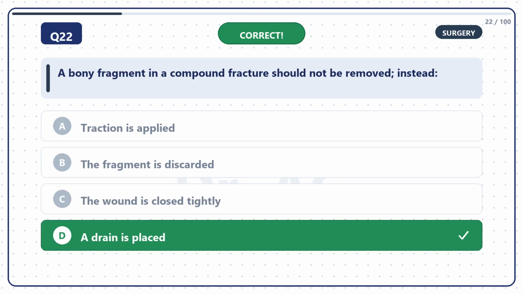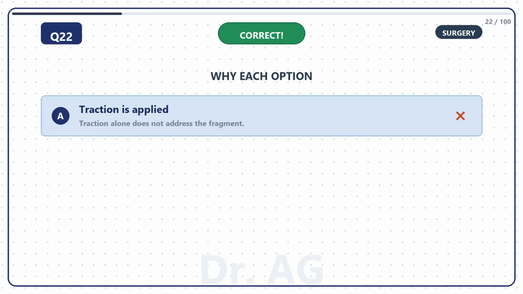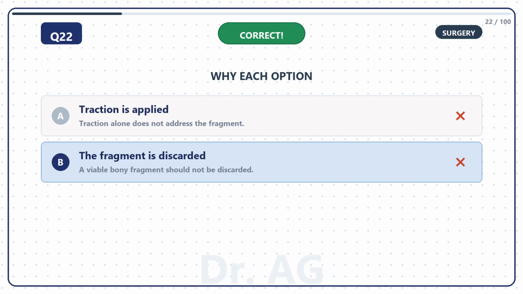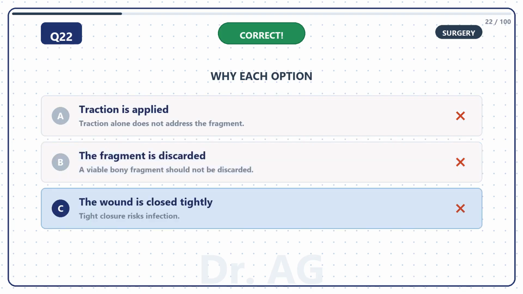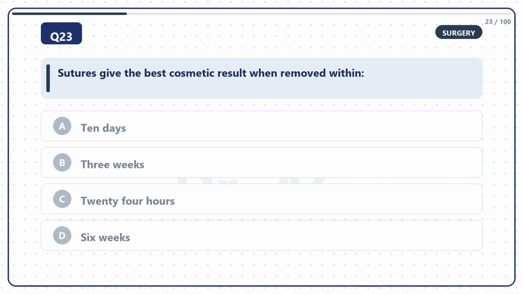A drain is placed. Let's go through the options. Traction is applied. Traction alone does not address the fragment. The fragment is discarded. A viable bony fragment should not be discarded. The wound is closed tightly. Tight closure risks infection. And the correct answer is a drain is placed. Correct. Retain the fragment and place a drain. Do not discard viable bone. So, the right answer is option D. A drain is placed.